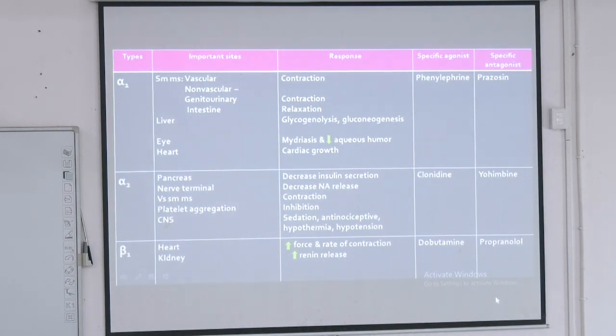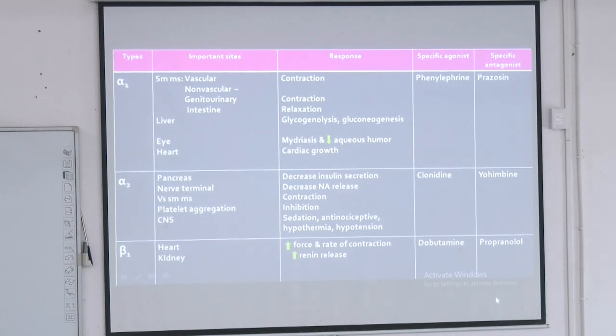Then non-vascular. It can be divided into actually three: genito-urinary, and intestine. In the genito-urinary, what will happen? Bladder, there are two types of muscle. First, there is the detrusor muscle, then trigone, then sphincter. With the help of alpha 1, there is contraction of the trigone and sphincter. With the help of beta 2 receptor, relaxation of the detrusor muscle.